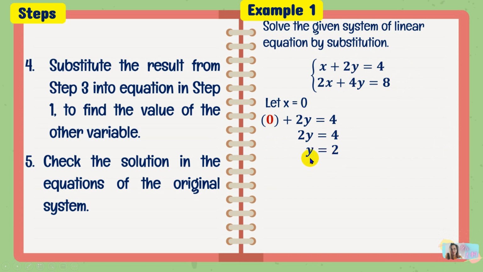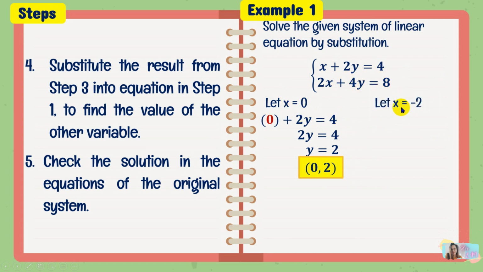So, the first point na ating solution for this system of linear equation, since dependent nga siya, is 0 and negative 2. At kahit i-substitute natin siya dito sa ating second linear equation, masasatisfy niya po yan. Like, 2 times 0 is 0, and then 4 times 2 is 8. 8 is equals to 8. Nasatisfy na niya itong ating second linear equation.